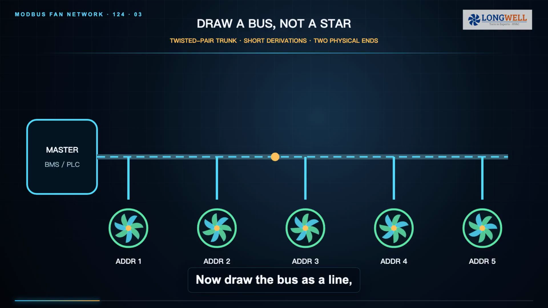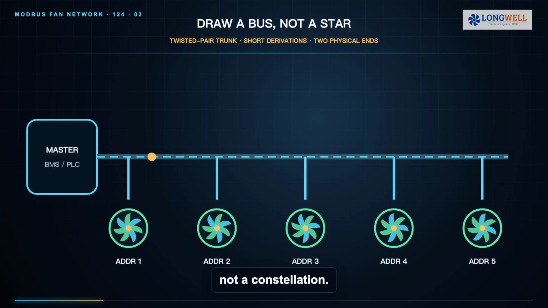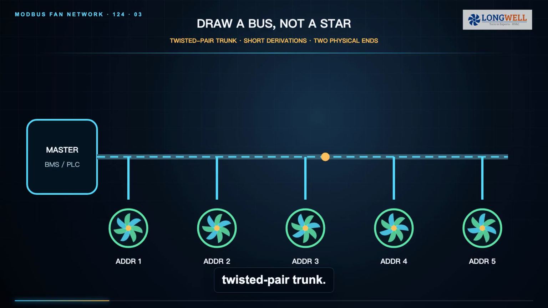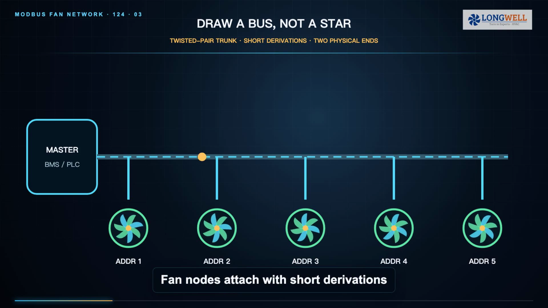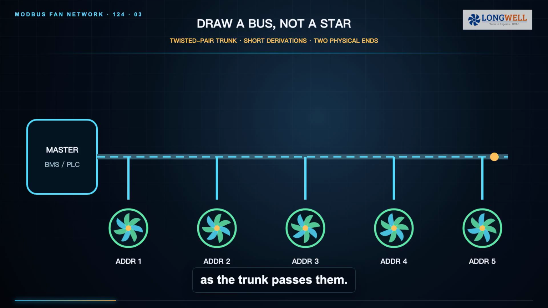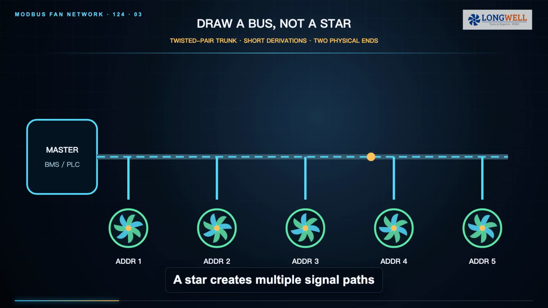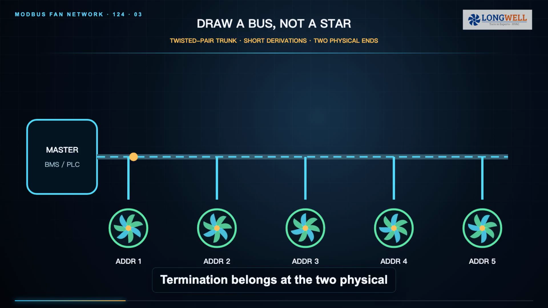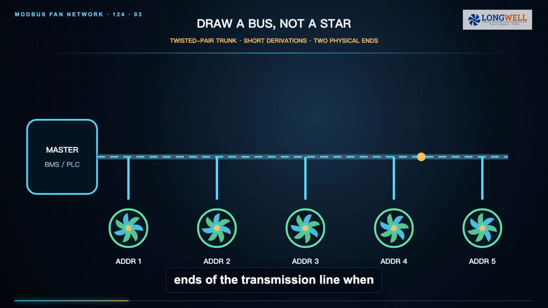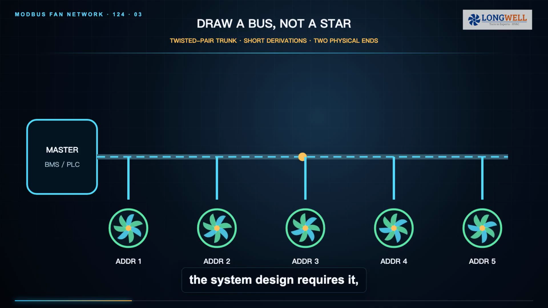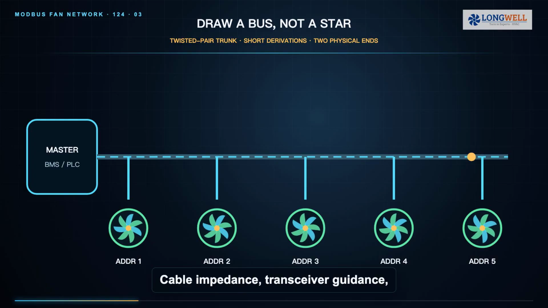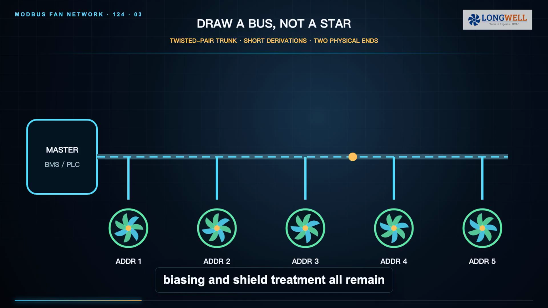Now draw the bus as a line, not a constellation. One controller sits at one end of a twisted pair trunk. Fan nodes attach with short derivations as the trunk passes them. A star creates multiple signal paths and reflections, especially as cable and bit rate increase. Termination belongs at the two physical ends of the transmission line when the system design requires it, not at every fan. Cable impedance, transceiver guidance, biasing and shield treatment all remain project-specific.